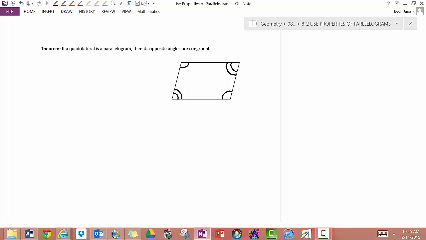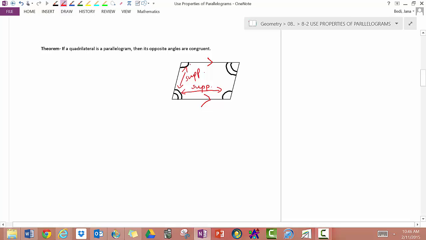Given that it's a parallelogram, then opposite angles are congruent. Now that makes sense because if it's a parallelogram, we know these sides are parallel. So these two angles are supplementary. These two angles are also supplementary. And therefore, if you recall, there's a theorem that says angles that are supplementary to the same angle are congruent. It's called the congruent supplements theorem.